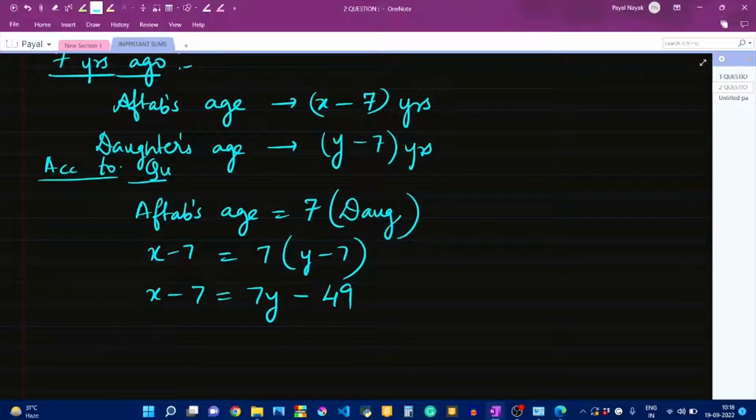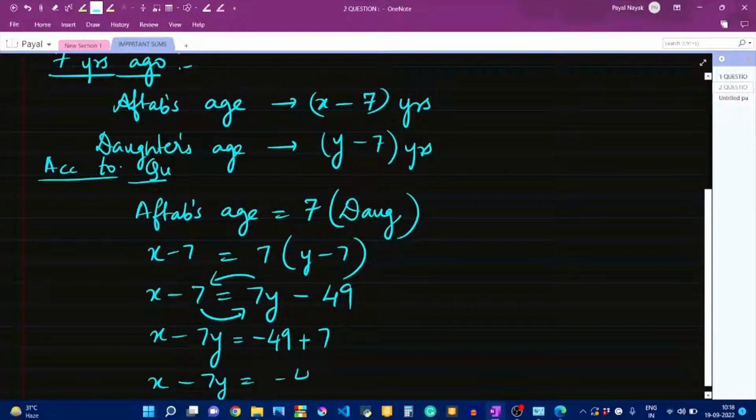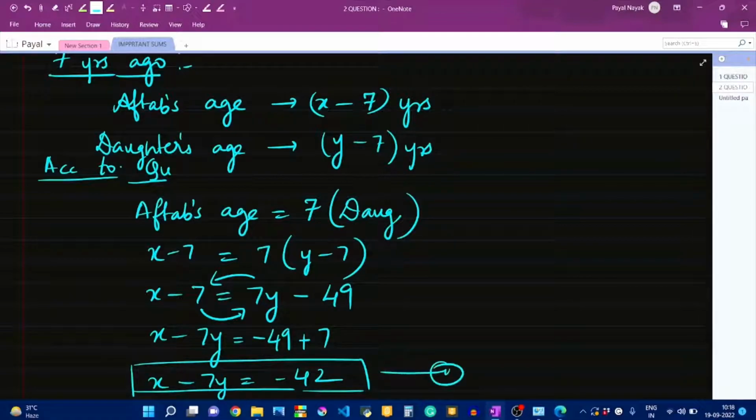Once you simplify this, the 7y will come to this side, so you will get x minus 7y is equal to, minus 7 goes to the other side, so you will have minus 49 plus 7. So your equation becomes x minus 7y is equal to minus 42. So this is your first equation.